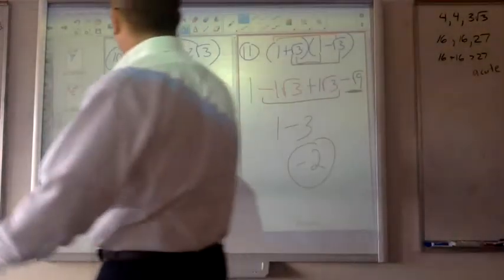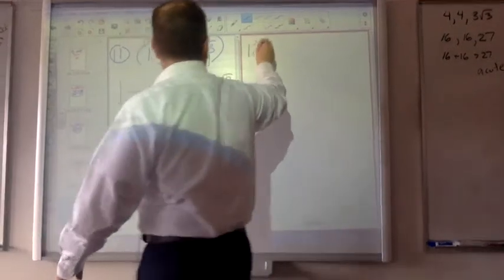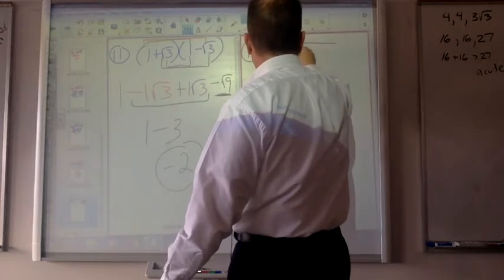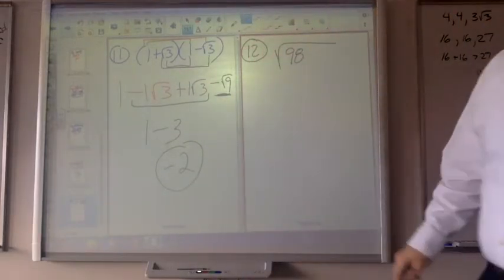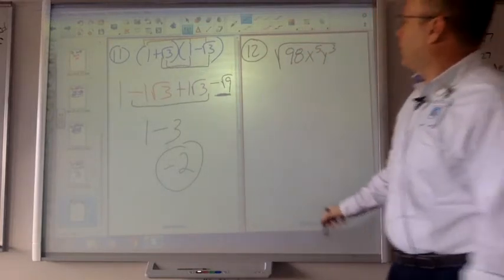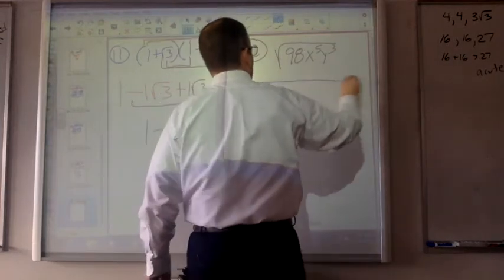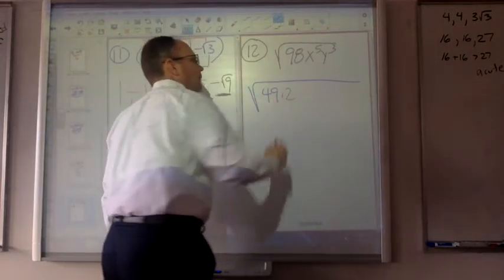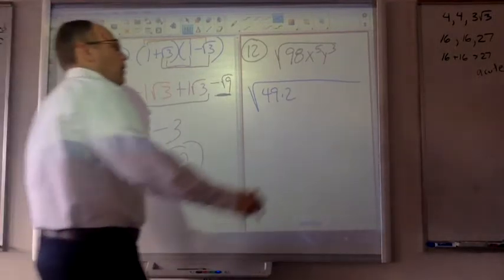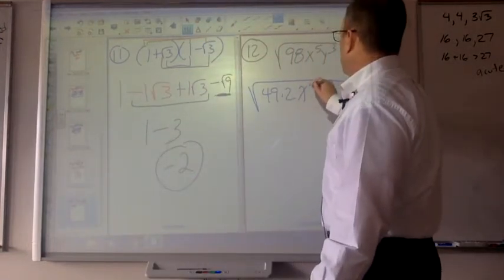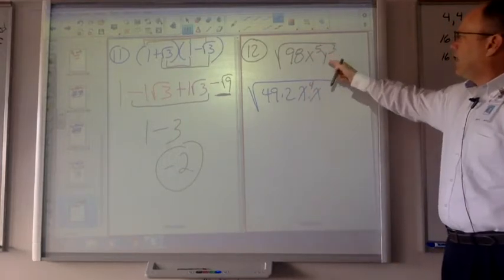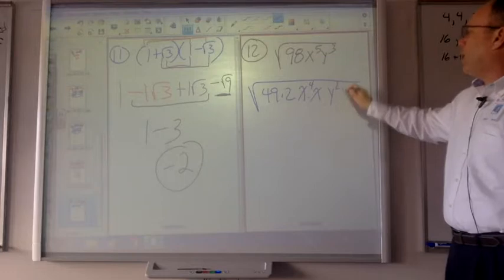And then let's take a look at problem number 12. Problem number 12, we have the square root of 98 x to the 5th y cubed. So we need to start breaking it into square roots. I know that 98 is the same thing as 49 times 2. The reason I'm choosing 49 is that's the largest perfect square that's in 98. If I want to make x to the 5th a perfect square, I need to break it into x to the fourth and x. If I multiply those back together, I get x to the fifth. With that, then I have to break up y, so I get y squared times y.